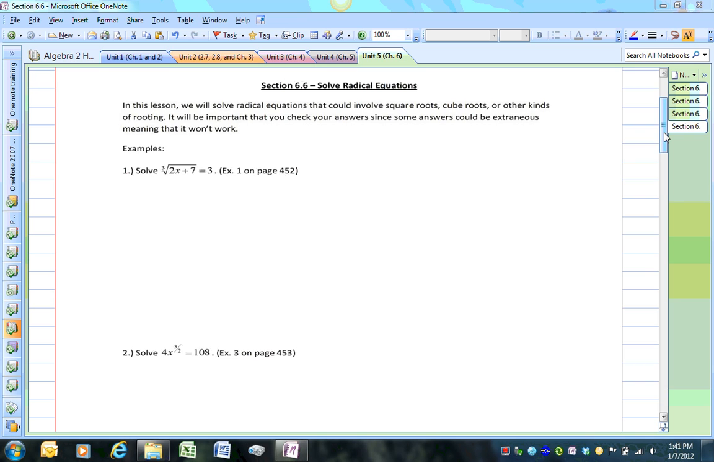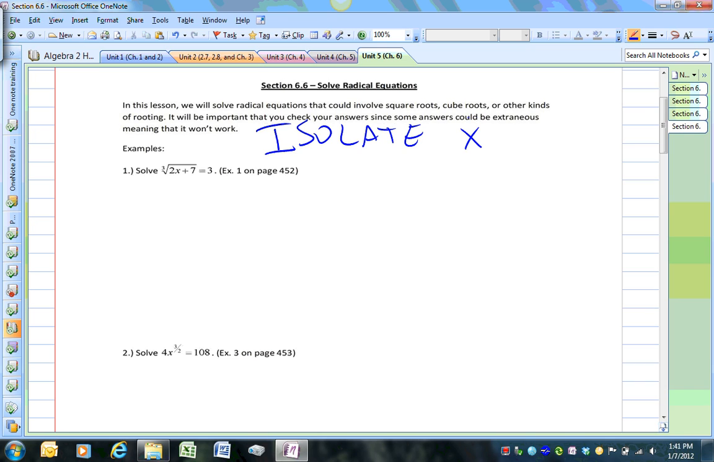Very important though, at the end of each problem we will have to check our answers because sometimes the answer may not work. And again, like any equation, you always want to isolate x. So in this case here, we have the cube root of 2x plus 7 equals 3.